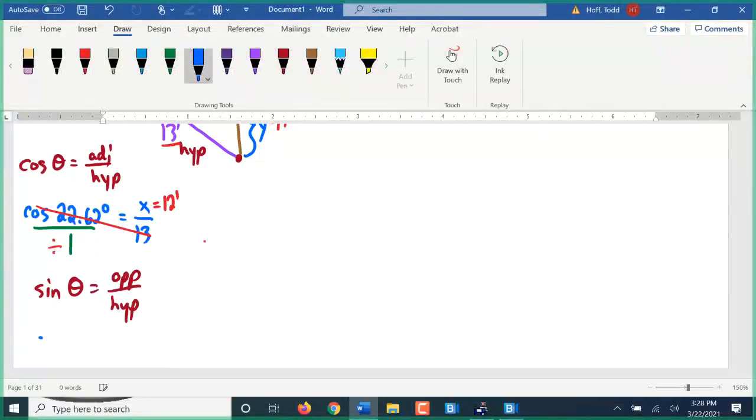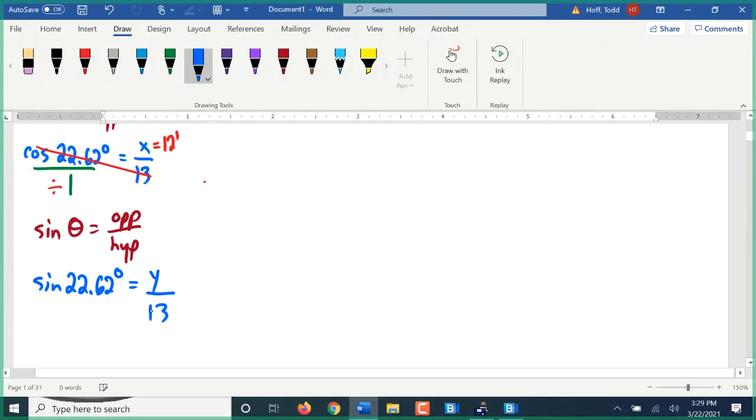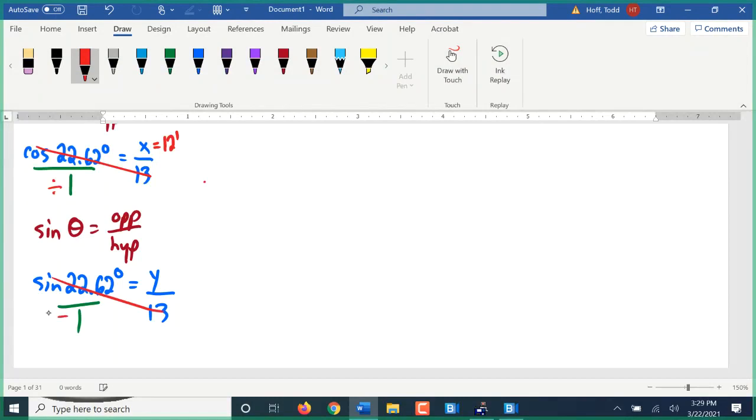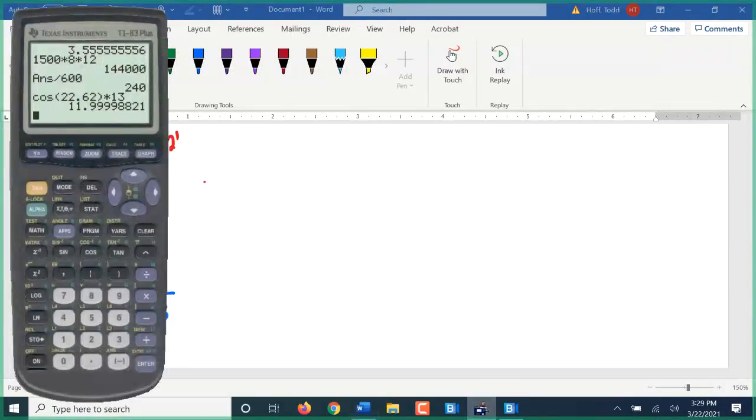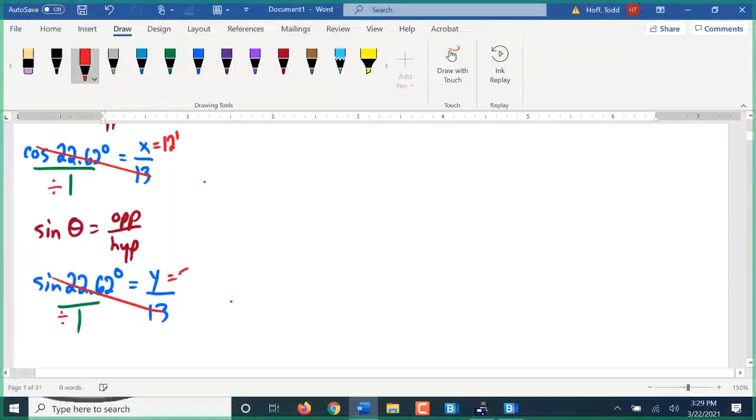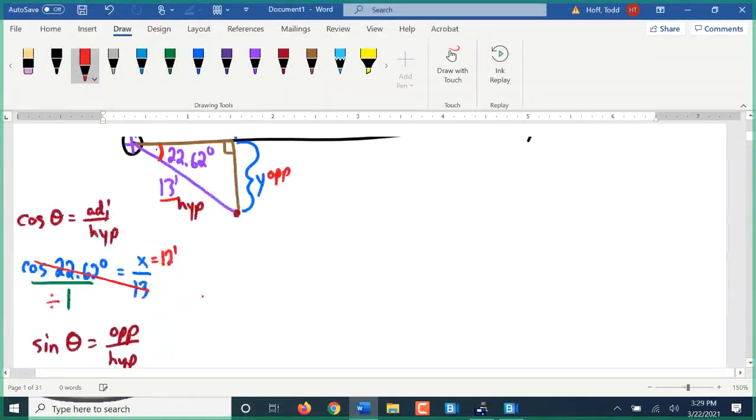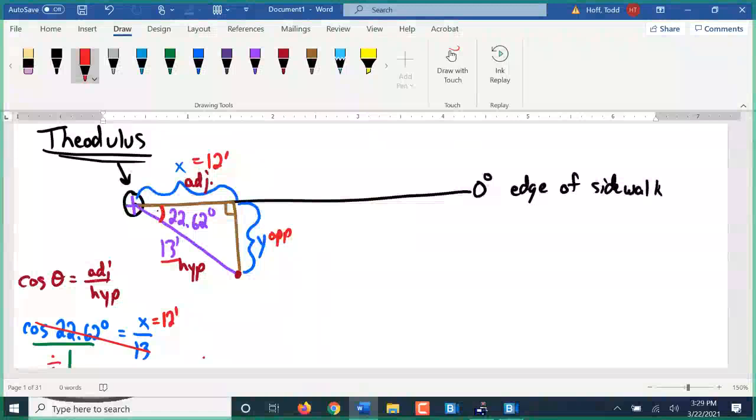So we plug in sine of 22.62 degrees equals the opposite side is going to be Y over my hypotenuse of 13. Once again, I put my trig function over 1 and I'll cross multiply and divide. I get like, what, 5.0000 or 4.9999? Yeah, I got a calculator in my head. 5.00028. Yeah. That one I kind of cheated. 5, 12, 13 is a common right triangle. That one I knew, but I didn't calculate.